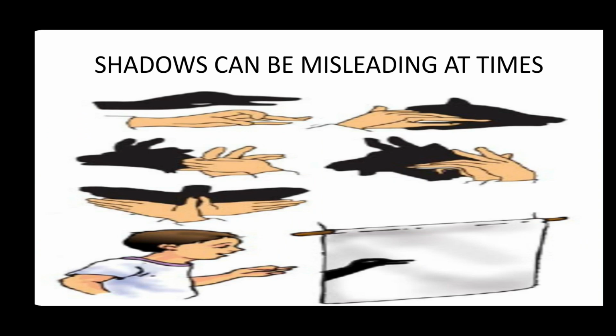Next, sometimes, dear students, shadows can be misleading. They can mislead us about the shape of the object associated with them. The shadows that we create with the fingers of our hand can make us think as if they are the shadows of animals or birds. So you can also form these shadows with the help of your hands.